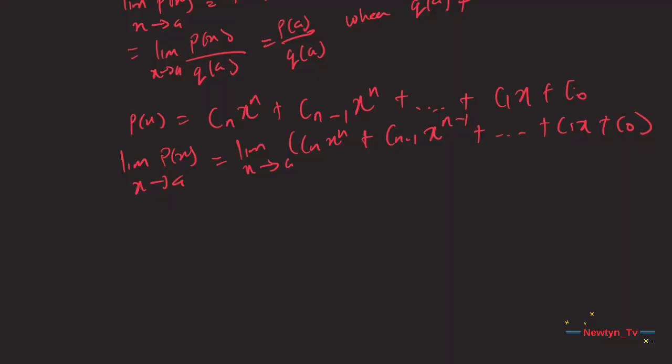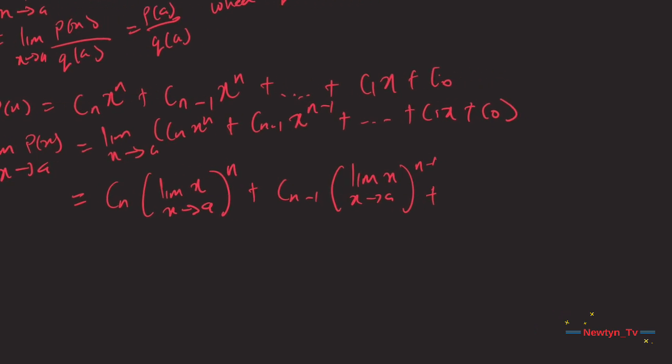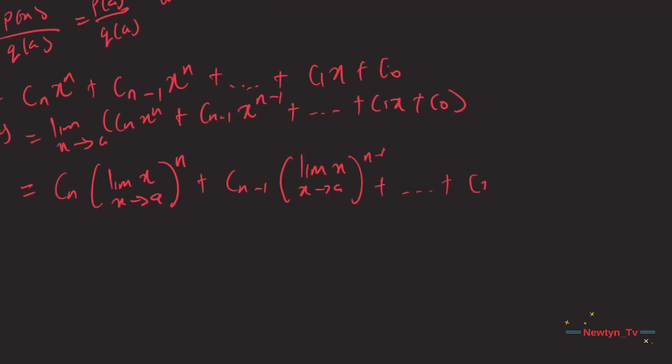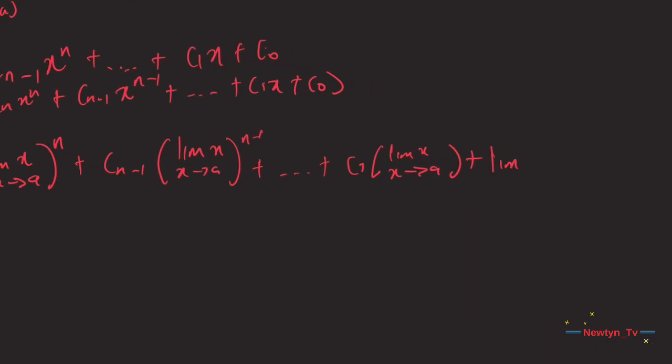When we simplify this, we get c_n times the limit of x as x approaches a, raised to the power n, plus c_(n-1) times the limit of x as x approaches a, raised to the power n minus 1, plus and so on, plus c1 times the limit of x as x approaches a, plus the limit of c0 as x approaches a.